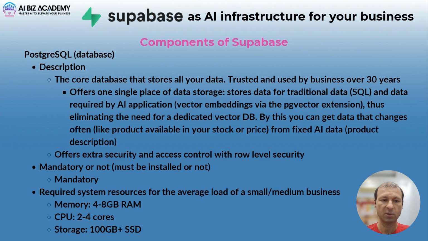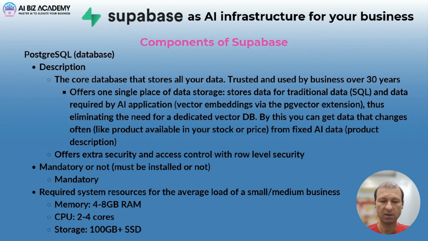So you have PostgreSQL. This is the core database where all your data is being stored. It has been used and trusted for over 30 years by businesses all over the world. And as I mentioned, you can store traditional SQL data that is changing all the time, alongside vector embeddings, so you can easily integrate AI logic into your existing data.